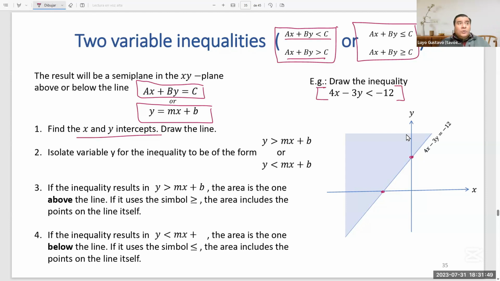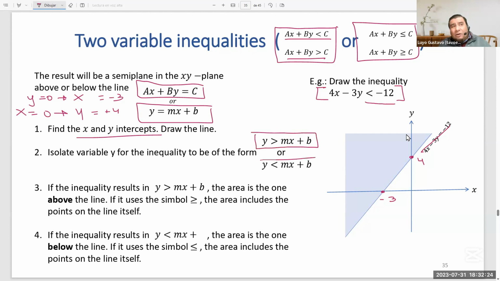If I use the intercepts, that means when y equals 0, what is x in that equation? X would be negative 3. And if x equals 0, then what should y be? So that is to say that these are the intercepts. So that's a line representing this equation. But we are trying to find this inequality. So just convert the inequality to this form. Either you will get this or this.